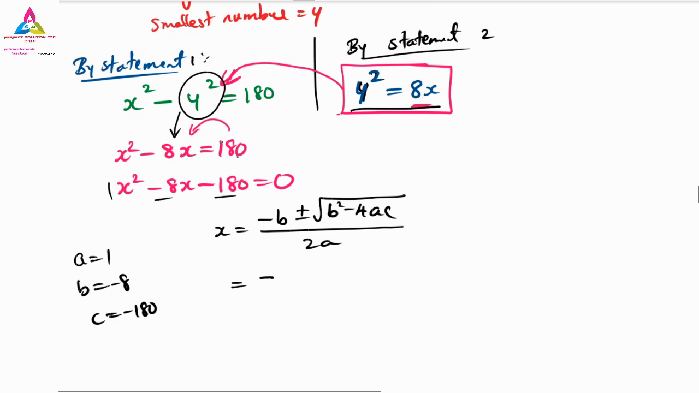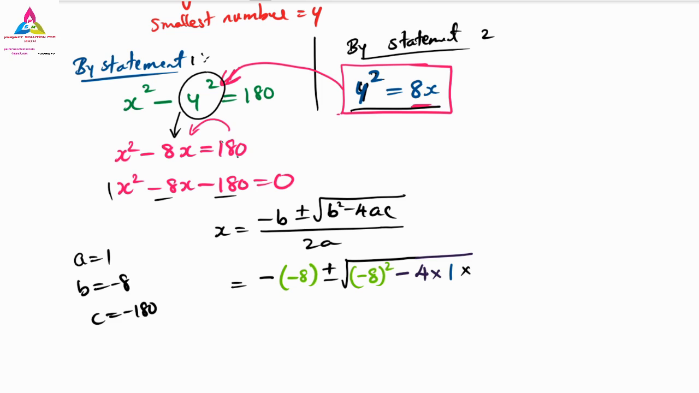Minus will keep as it is. So the b value is minus 8. Then we have plus or minus square root of b square. b square is minus 8 the whole square. Then we have minus 4 into a into c. 4 into a value is 1 and c value is minus 180. So whole divided by 2 into a value, that is 1.